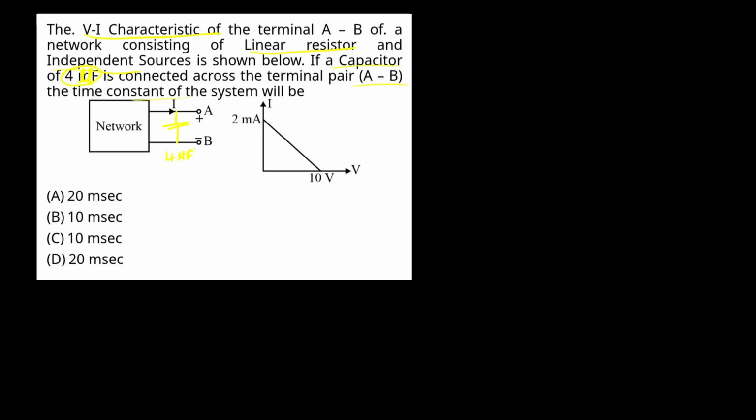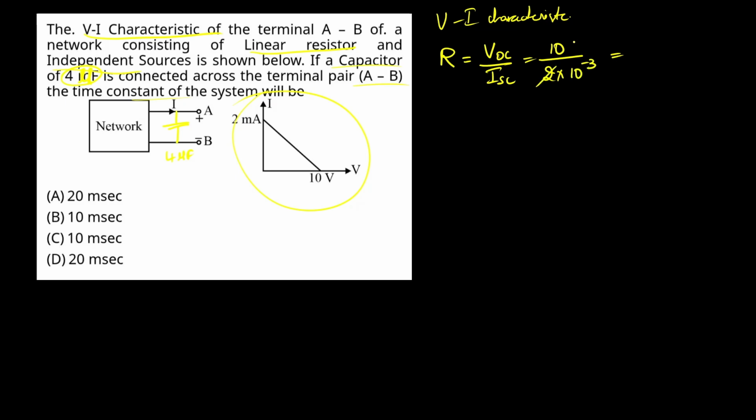So from this VI characteristics, we can find the resistance of the circuit. R is equal to VOC by ISC, which is 10 volts divided by 2 milliamps, 10 to the power of minus 3, which is equal to 5 kilo ohms. Okay, I have found the resistance.